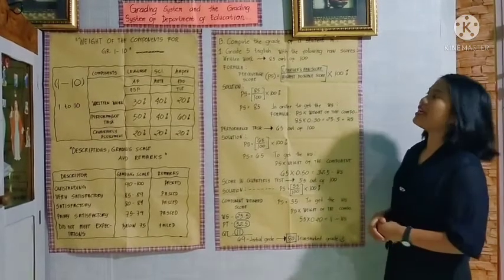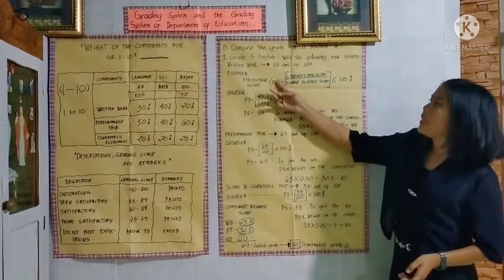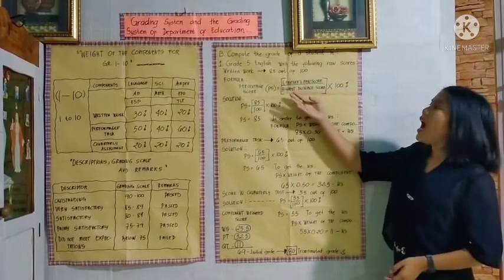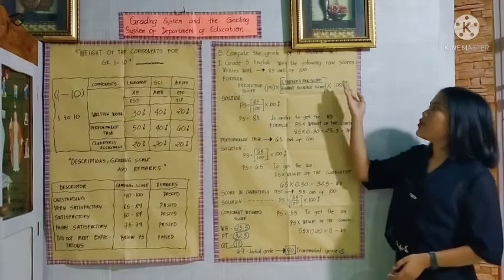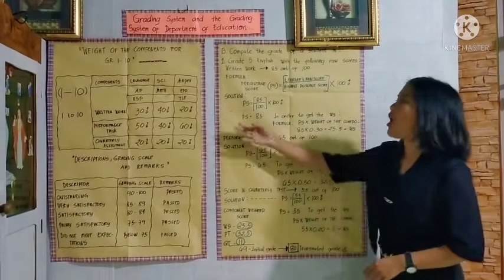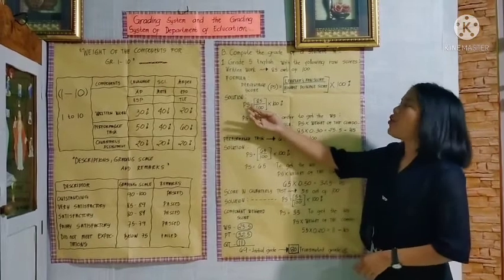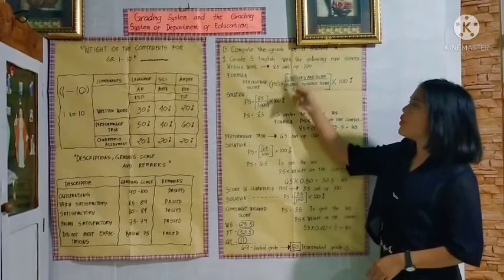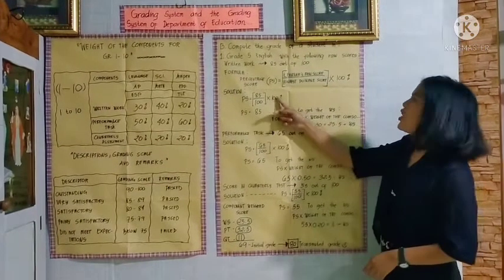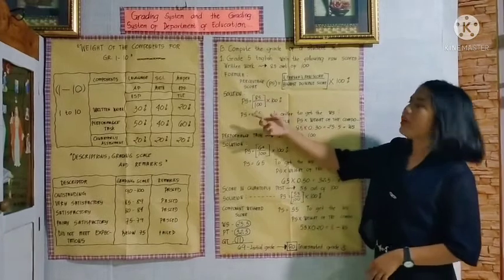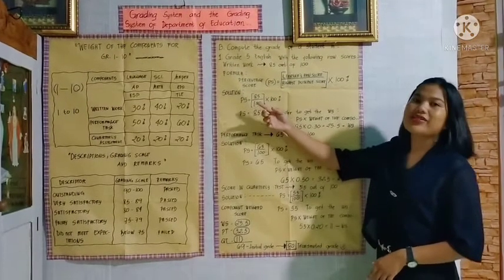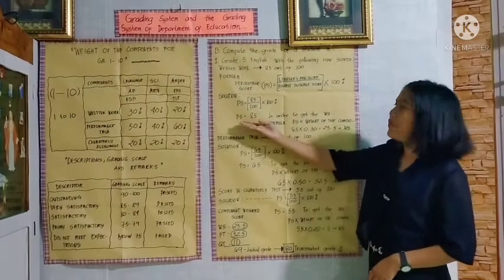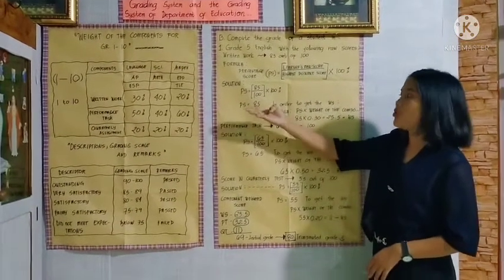The formula is percentage score, PS, equals the learner's raw score divided by the highest possible score, times 100. In the solution, PS equals the raw score, 85, over the highest possible score, 100, times 100%. So 85 divided by 100 equals 0.85, times 100, so we have 85. This is the percentage score, 85.